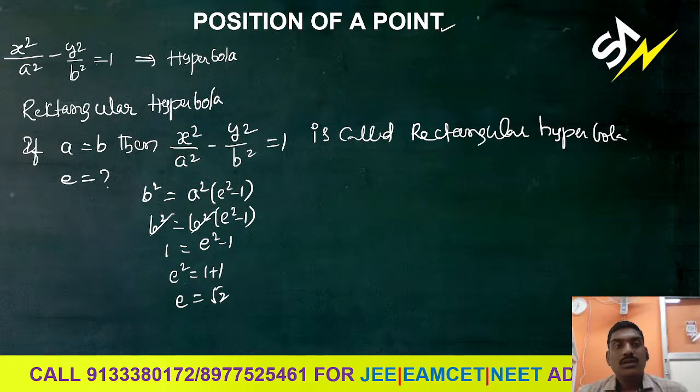So x square over a square minus y square over b square equals 1 is called a hyperbola, and this hyperbola is called a rectangular hyperbola if a is equal to b, and the eccentricity of the rectangular hyperbola is e equals plus or minus root 2. Okay, alright.